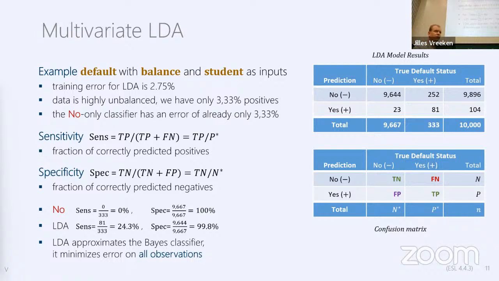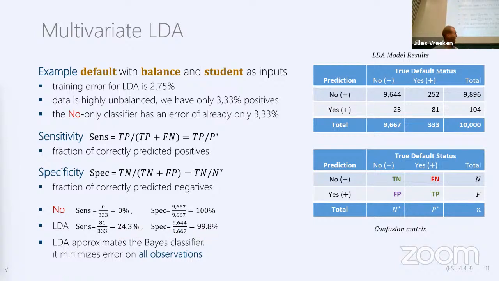Overall, what LDA tries to do, how it's defined, it's essentially the Bayes classifier with some Gaussians plugged in. So it tries to minimize the error as much as it can over all observations, rather than, in this case, the "no" class, where we say: okay, I'm not going to make errors in the no class, and the rest we'll screw. Now, we may or may not be happy with this balance.